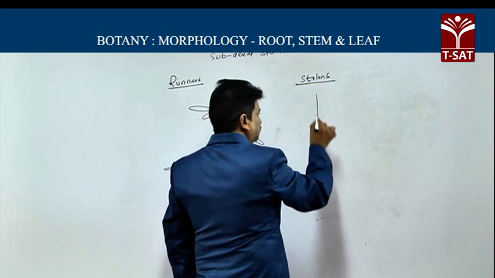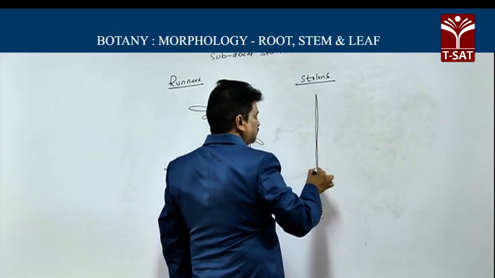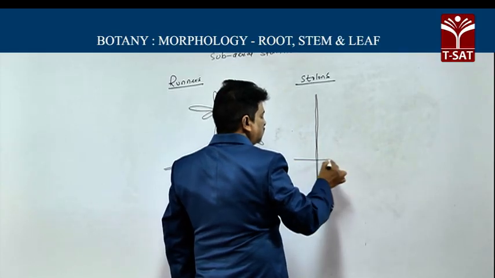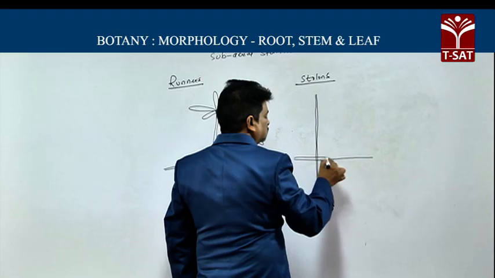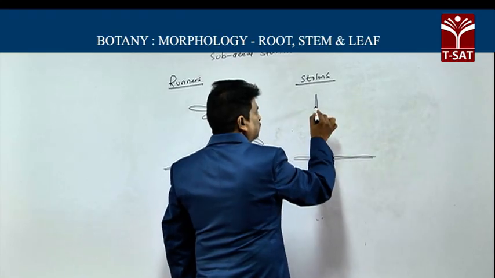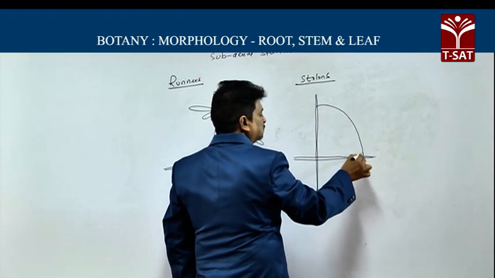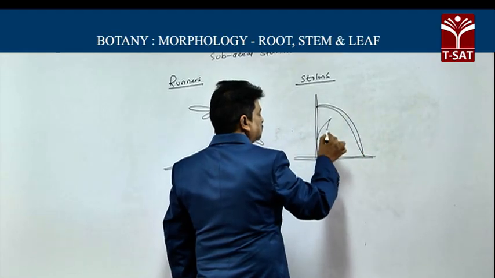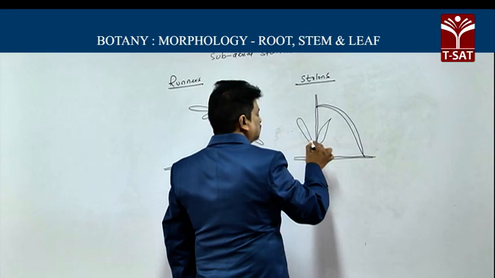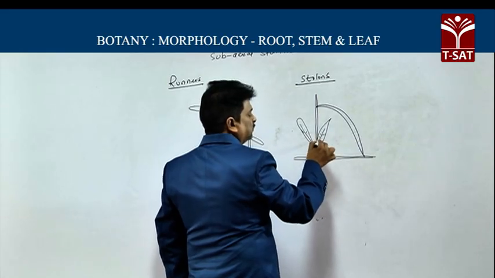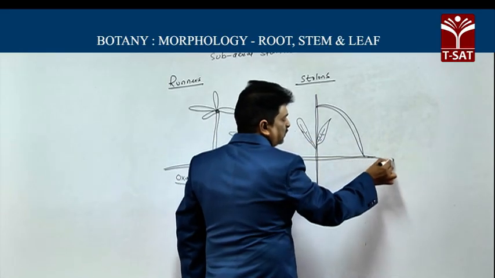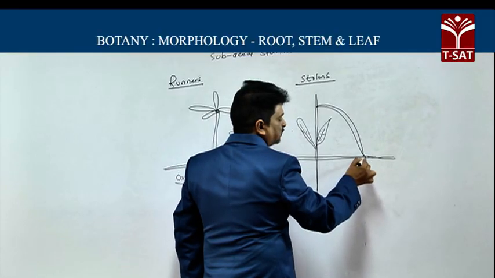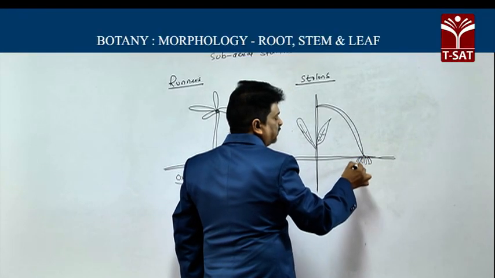Then the second type of subaerial stem modification is stolons. Stolons are where the aerial stem comes in contact with soil. When the aerial stem is in contact with soil, it develops adventitious roots.